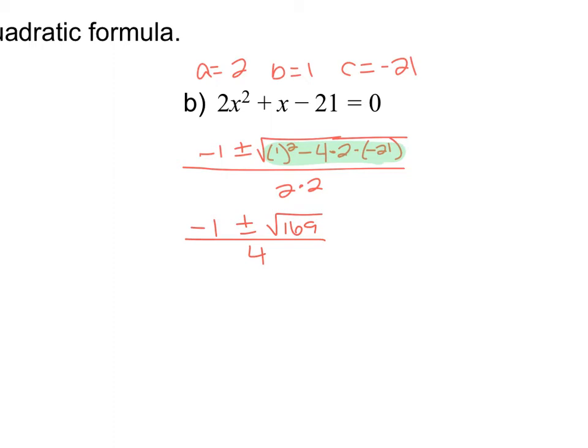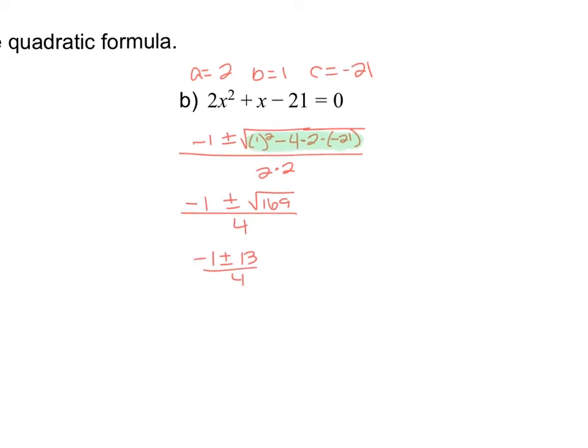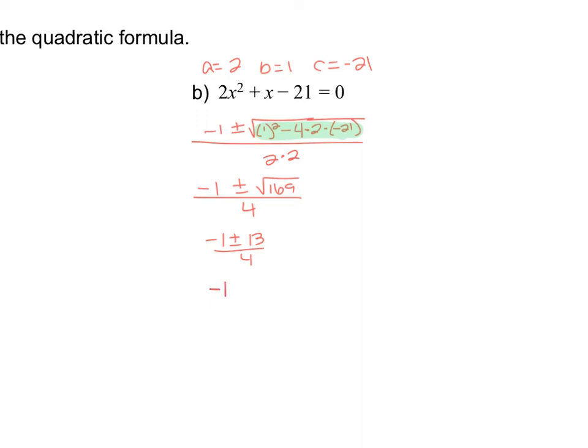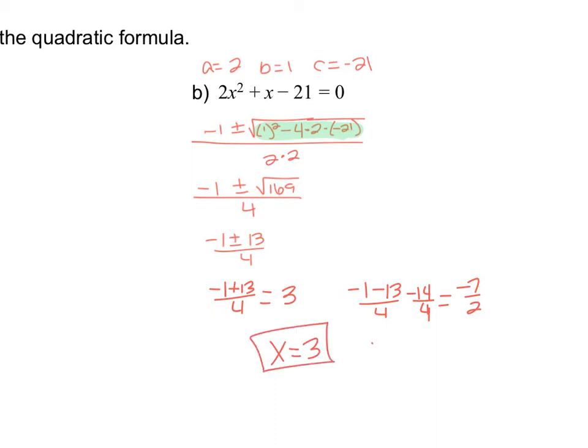The square root of 169 is 13. So this will be negative 1 plus or minus 13 over 4. So if I did the positive version, negative 1 plus 13 over 4 would have given me 12 over 4, so 3. And then negative 1 minus 13 over 4 would give me negative 14 fourths, which equals negative 7 halves. So x equals 3 is one answer, and x equals negative 7 halves is the other answer. So those are the roots, the solutions.